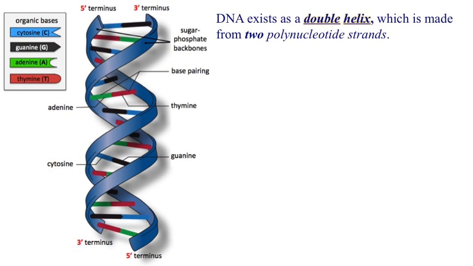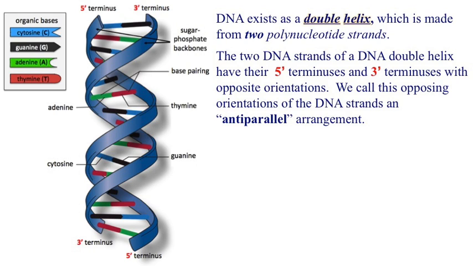DNA exists as a double helix, which is made from two polynucleotide strands. On the left of the screen, you're looking at a ribbon model of a DNA double helix structure. I'd like to draw your attention to a few important structural details that are seen in this model. Note that the sugar phosphate backbones for each of the two DNA strands are illustrated as the blue ribbons. The two DNA strands of a DNA double helix have their 5' terminuses and 3' terminuses with opposite orientations.